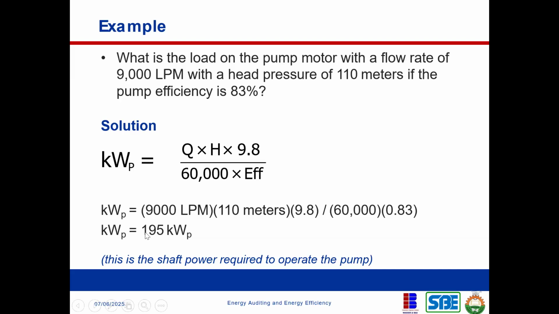So the kilowatt peak is what we've just calculated here, and this is the shaft power required to operate the pump. So if you need to size a motor for this pump, you should be looking for a motor that has this output. That's what this simply tells you. You should look for a motor that has this 195 kilowatt mechanical output. In that case, it will now serve as an input into the pump. So this is the power that is required to operate this pump, the pump that can do 9,000 liters per minute at a height of this.